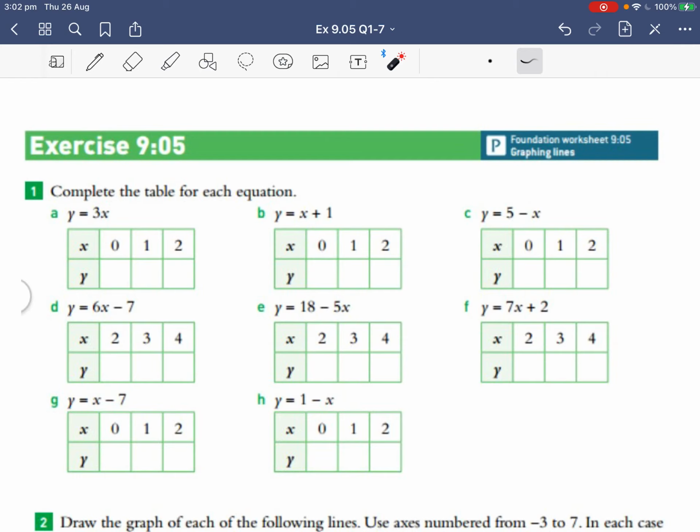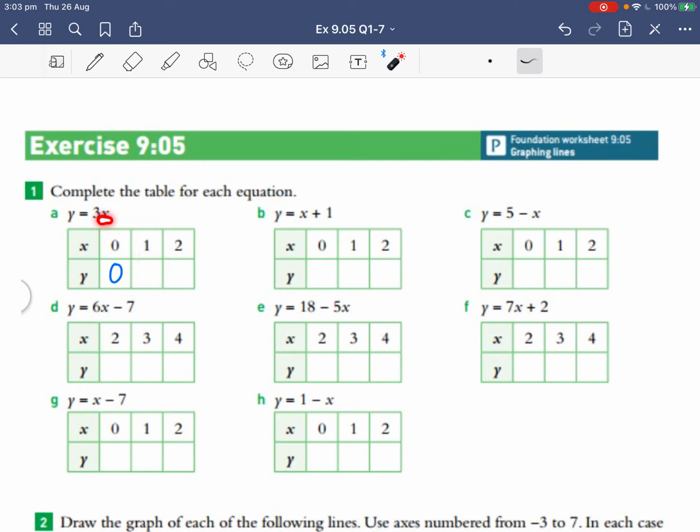And what we want to do is substitute in this x value to get some y value. So where we have an x in our equation, we're going to substitute in our x value. So for our y value here, we'll go y equals 3 times our x value of 0. So this is where 3 times 0 is in fact 0. So we put a 0 in there.